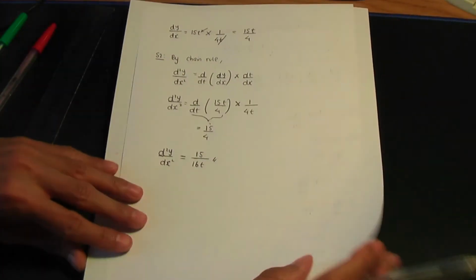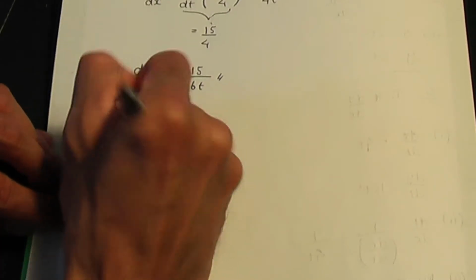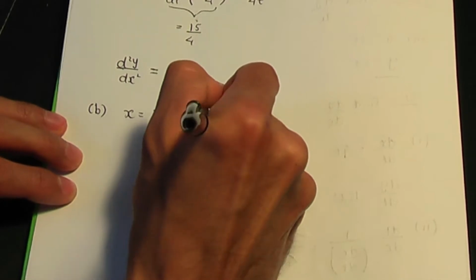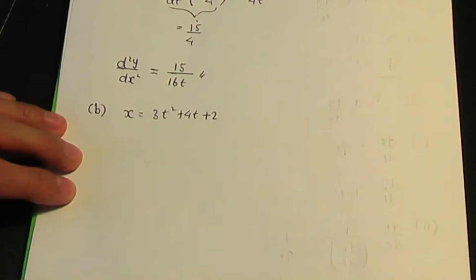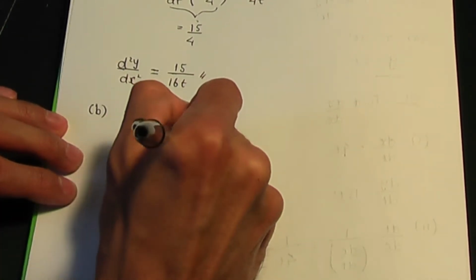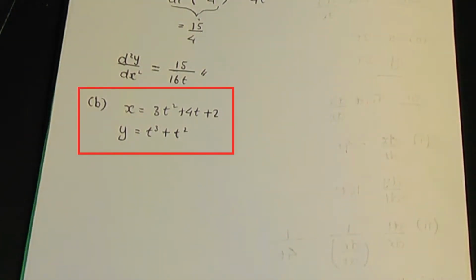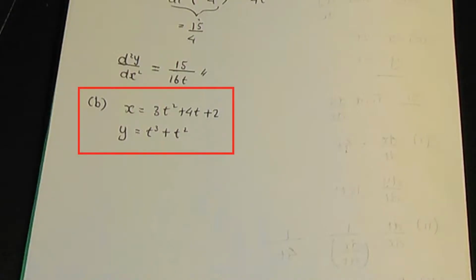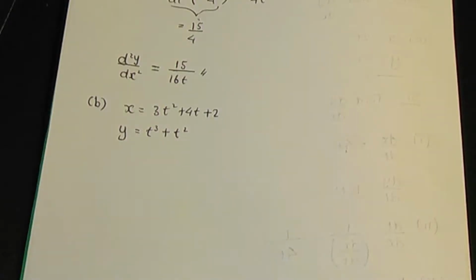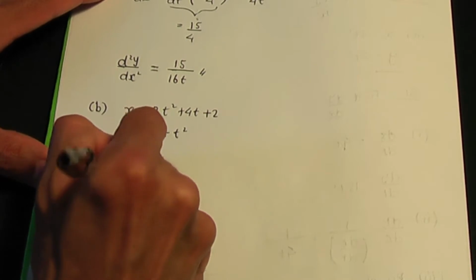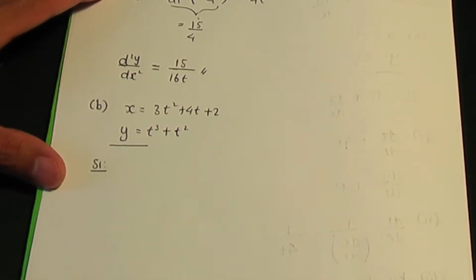So here is part B. We've been given these parametric equations. x is equal to 3t squared plus 4t plus 2, and the equation for y is equal to t cubed plus t squared. Let's do the same and work out d²y over dx squared. So the first step, step number 1, let's work out dy over dx.